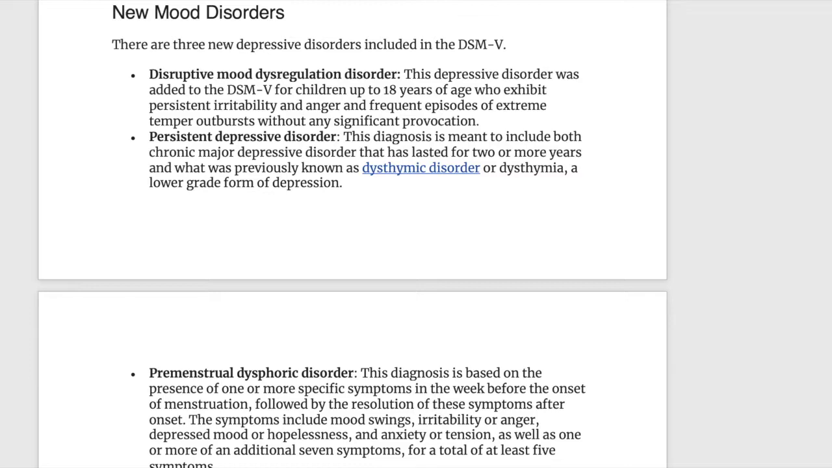Premenstrual dysphoric disorder, so like I was talking about earlier, or PMDD. So this diagnosis is based on the presence of 1 or more specific symptoms in the week before the onset of menstruation, followed by the resolution of these symptoms after onset. So the key here is that this is PMS in severe form. So PMS, Premenstrual Syndrome, is really the week before the menstruation.